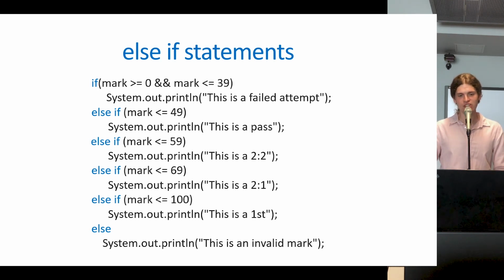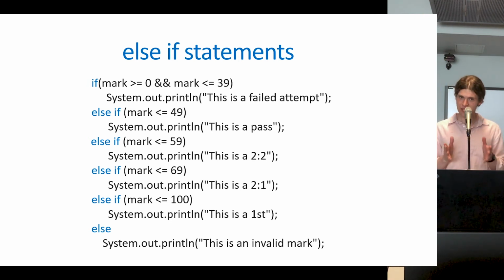So we check each one in turn, assuming that the one above was false in order to then come down to the next one. Okay, and then the final else assumes all of the above are false, and then if it's not any of those values, then print out this must be an invalid mark. Okay, it's either going to be less than 0 or greater than 100.